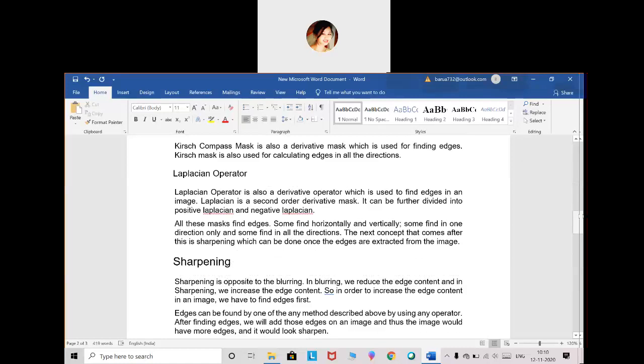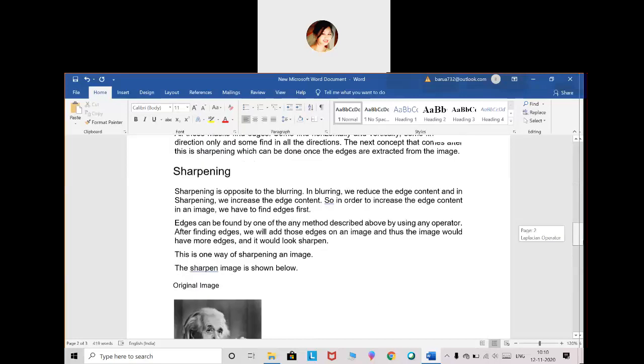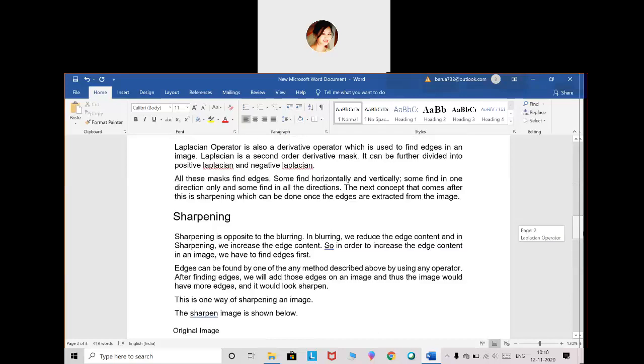Finally, we have to find the edges in the image, so accordingly you have to detect the edges. And finally you have to apply sharpening, that is, after you have detected the edges, then only you can apply the sharpening technique. Sharpening is to increase the edge content in the image so that the edges are clearer and you can focus on the image. This was an example taking Einstein's image. This is all for today.